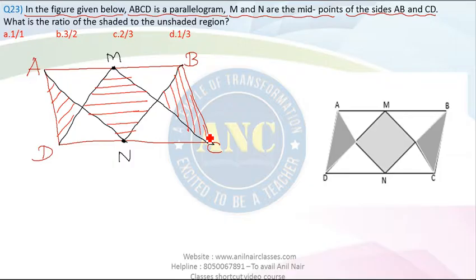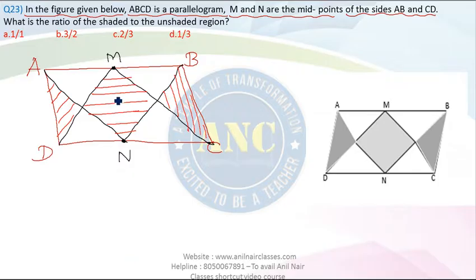That means your question is, find the ratio of shaded portion to the unshaded portion, or in simple language, in the given diagram, find the ratio of red color portion to the white color portion. White color portion is not shaded, red color portion is shaded. I need to find the ratio of those two. Now it is very simple. We can easily analyze this particular question in this way.